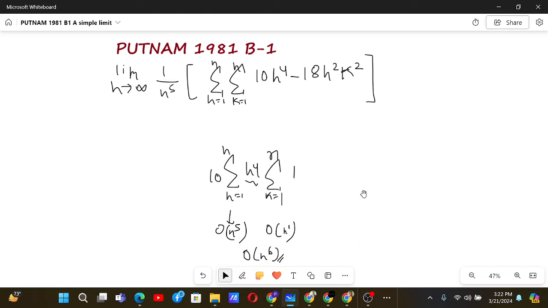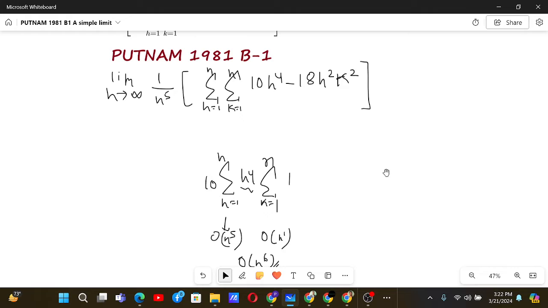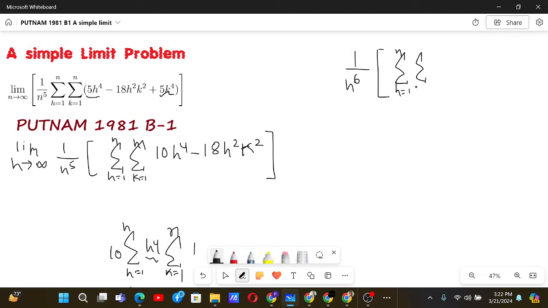First of all, let's try to see what if here was n to the power 6 itself. So let's try to do that first. Suppose here was n to the power 6, and let's try to solve this problem for that case: s going from 1 to n, k going from 1 to n, 10s to the power 4 minus 18s square k square.